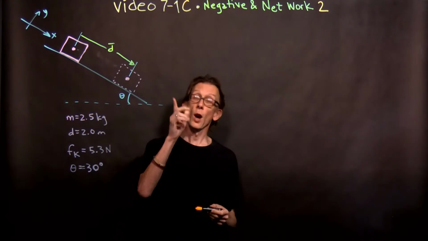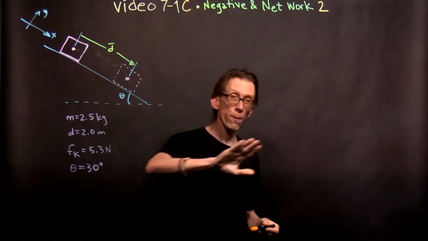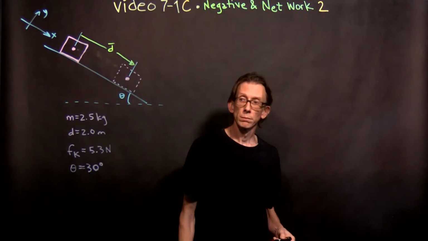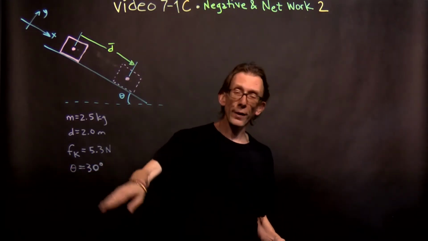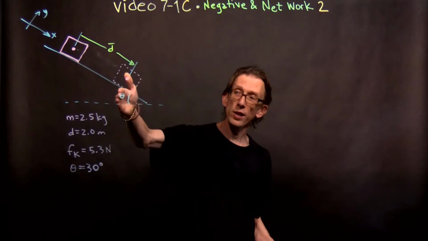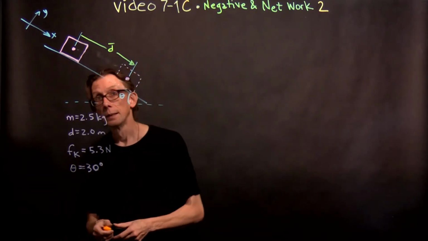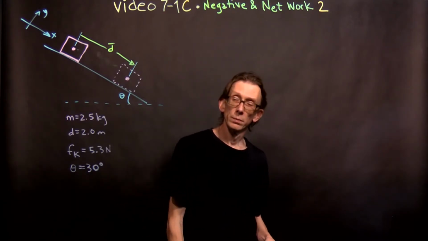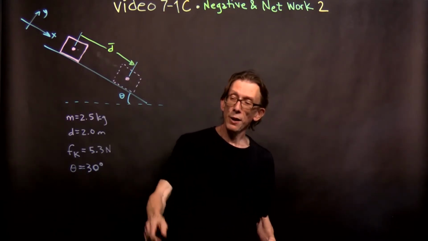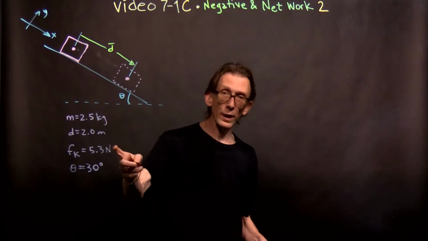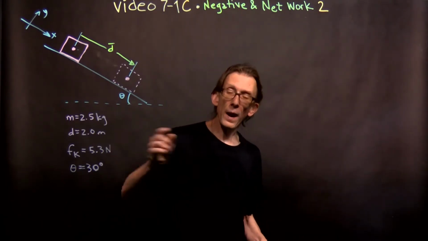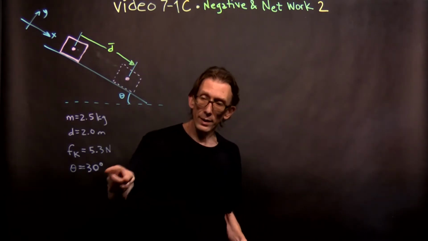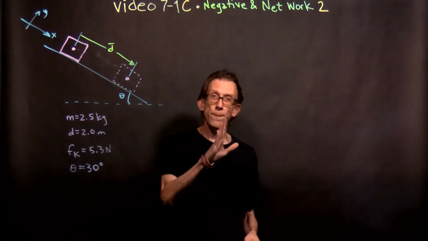Now we can start. So we've got a block going down in your favorite situation, an inclined plane, tilted at an angle of 30 degrees to the horizontal. So theta here is 30 degrees. Okay? It's going to slide 2 meters down the hill. Okay? And the force of kinetic friction is 5.3 newtons. Theta, again, 30 degrees.